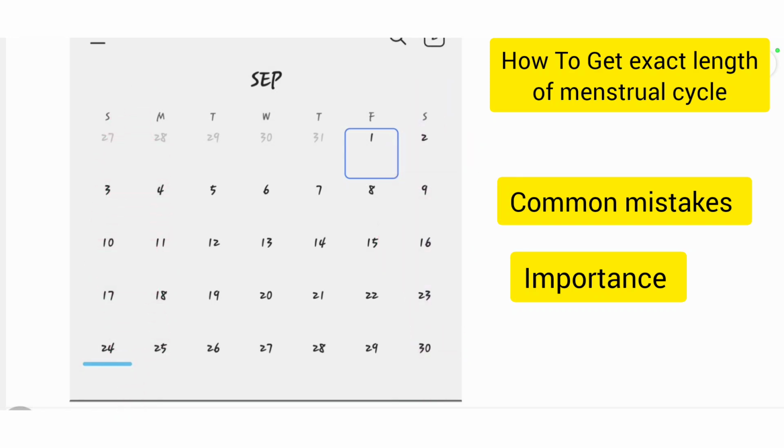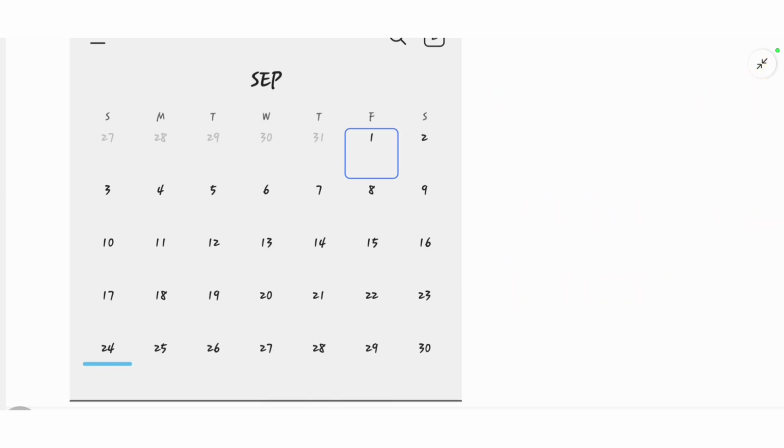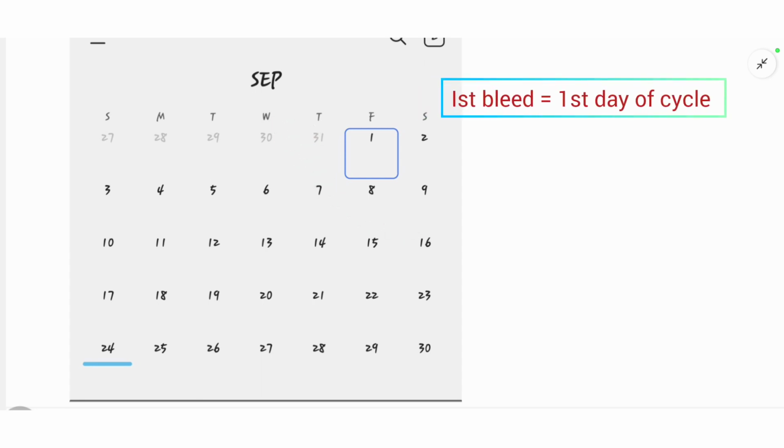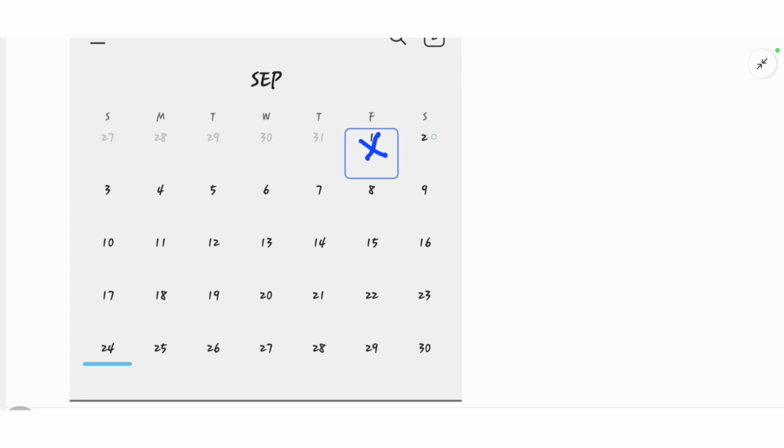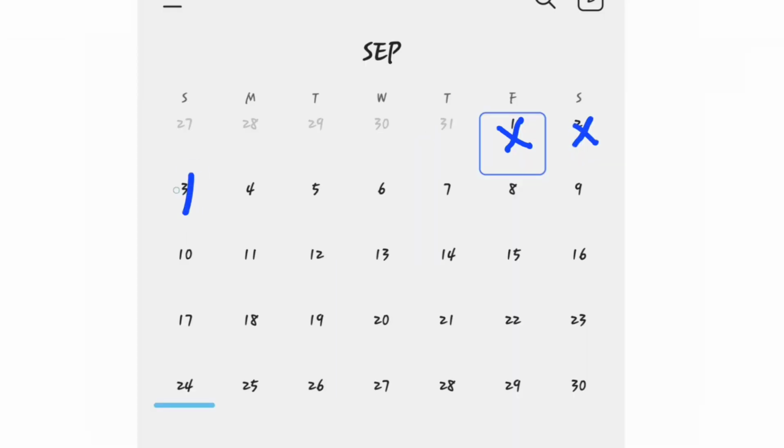First, I want you to differentiate between what is usually called a period and the exact length of a menstrual cycle. I'm going to use the month of September as an example. The first day of your bleeding is the first day of your menstrual cycle. So the first day will probably be the 1st of September. You bleed on the 1st of September, then the 2nd, the 3rd, and the 4th, and then you stop.